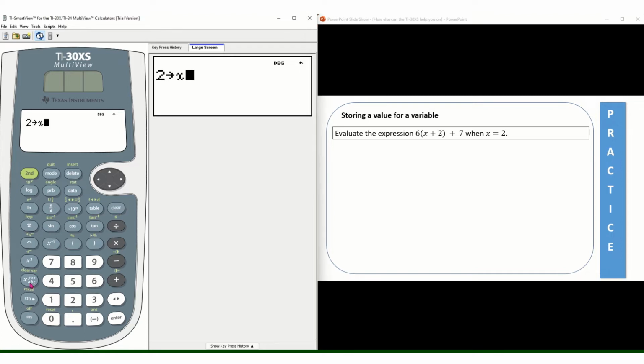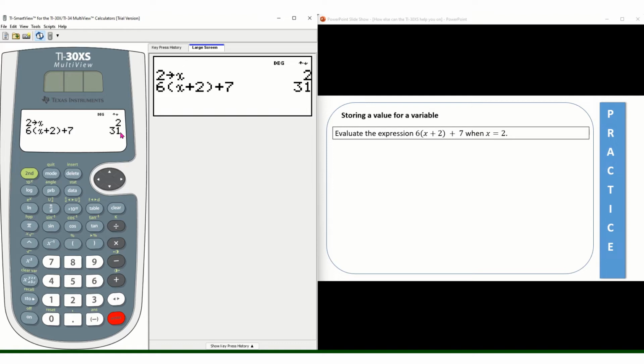So let's go ahead and store 2, STO, x, and notice the more I press this key, it's cycling through those variables. So I want to make sure I set it as x. So 2 is stored as x, press your enter key, and there it is. It's set in place. Perfect. All I need to do now is enter the expression. So 6, open parentheses, x plus 2, close parentheses, plus 7. Exactly how I see it. And then I'm going to press enter, and there's the answer for me.